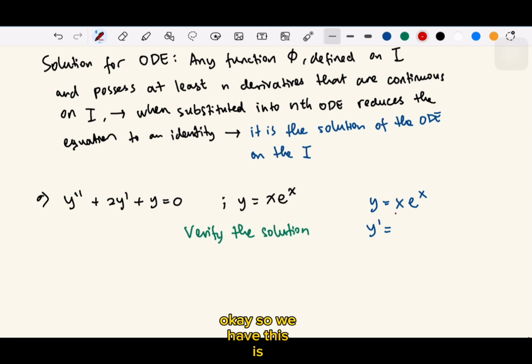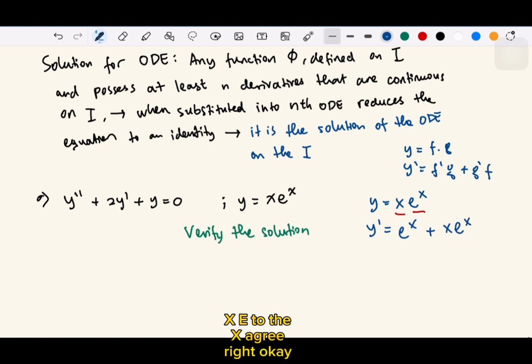So this is one function, this is the second function. We are going to use the method like this, so y prime is f prime g plus g prime f. So we are going to have e to the x plus x e to the x. Agree? Okay.